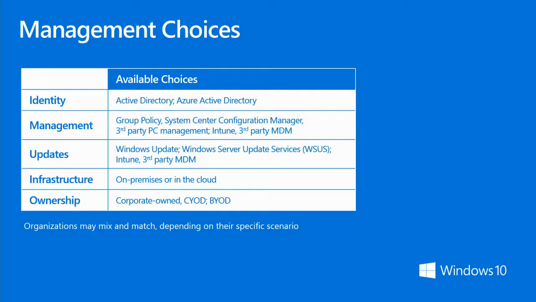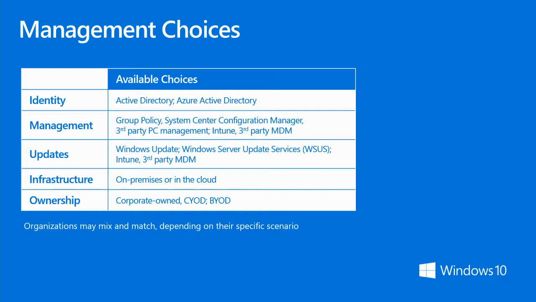When we talk about management choices, we have choices in a variety of different areas, starting with identity. Active Directory has been around for quite a while. How many of you are running Active Directory? Everyone in the room. Great. So now we have Azure Active Directory, which really won't replace Active Directory. It will complement Active Directory. We need to be able to have a cloud-based identity as well as an on-prem identity, and we can synchronize the two. So we'll talk a little bit more about that.